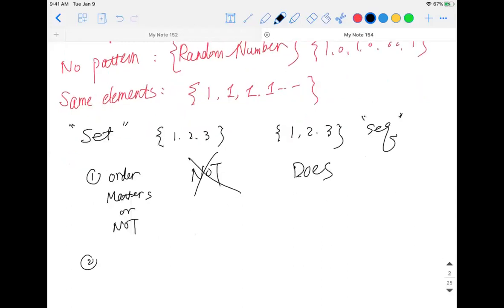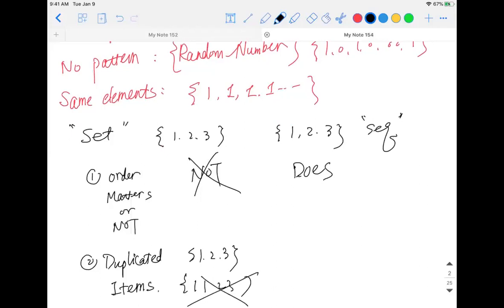The second part is the duplicate items. In a set, you are not allowed to have duplicate items. Again, like I said, if 1, 2, 3 is a set, then 1, 1, 2, 3 is not a set, because a set does not allow duplicate items. The same thing with your family as an example: if I want to collect all the members of your family, you can only say you have one father. If you say your father, you've said it once. You can't say it twice, right?